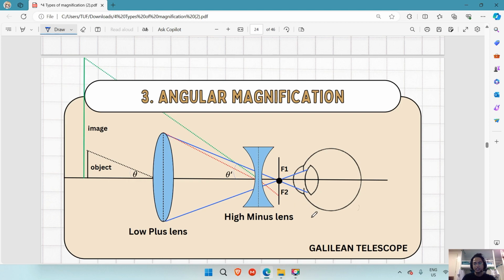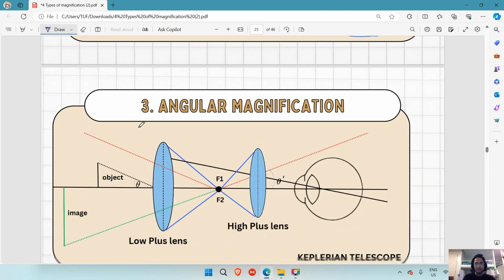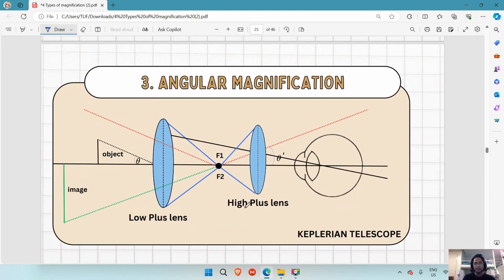So this is what the Galilean telescope looks like. So it produces an erect image. As for the Keplerian system, it produces an inverted image.